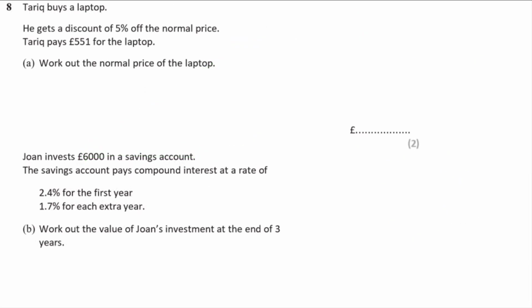Question 8. Tarek buys a laptop. He gets a discount of 5% off the normal price. Tarek pays £551 for the laptop. Work out the normal price of the laptop.